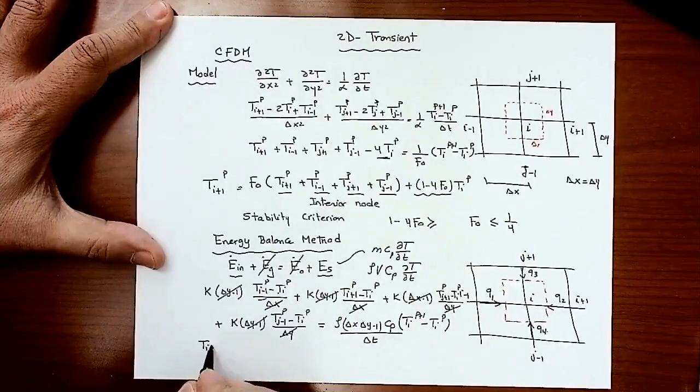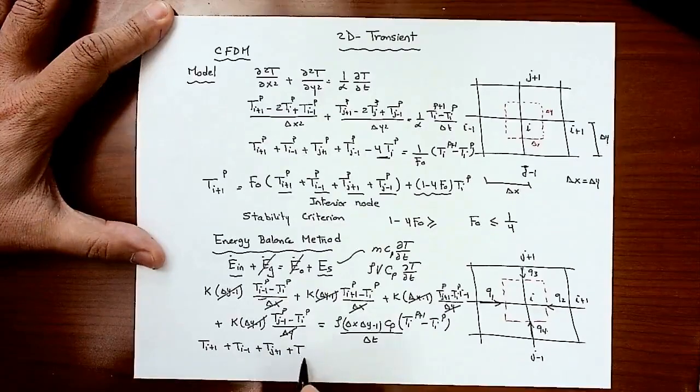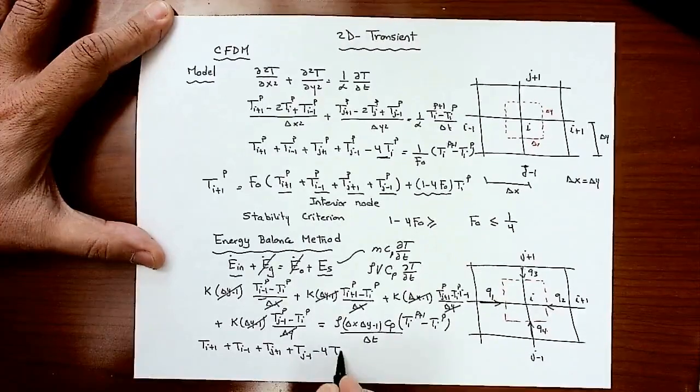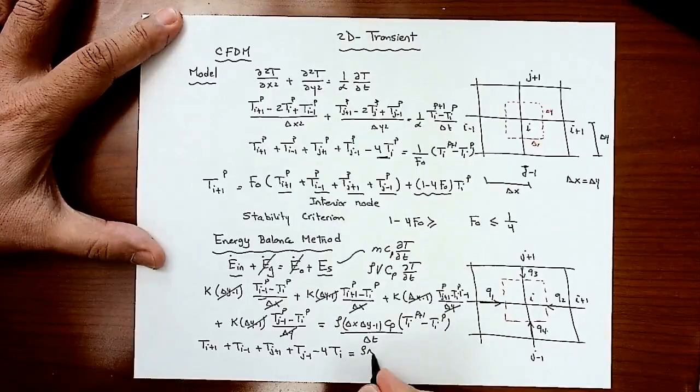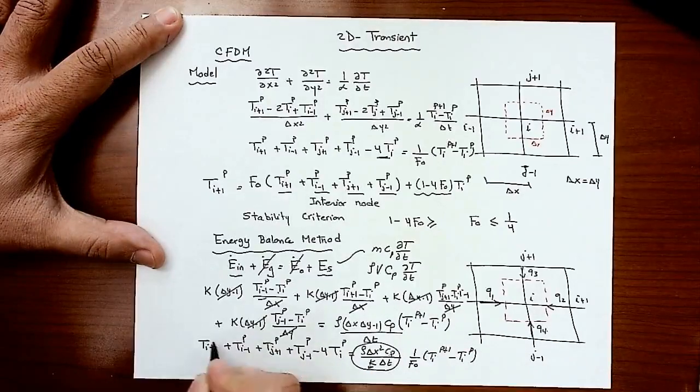So I will have T_{i+1} plus T_{i-1} plus T_{j+1} plus T_{j-1} minus 4 T_i equal to, I will have rho delta X squared Cp divided by K delta t. K, Cp, rho will make a combination of 1 over Fourier's number, then Fourier's time delta t, this will be actually 1 over alpha, then alpha delta t divided by delta X squared, that gives you Fourier's number. So this will end up being 1 over Fourier's number times (T_i^{p+1} minus T_i^p), and I'm going to mark all these temperatures at the previous time step.